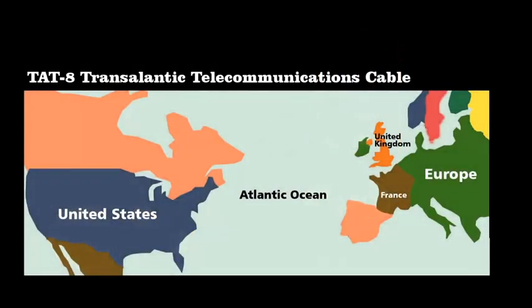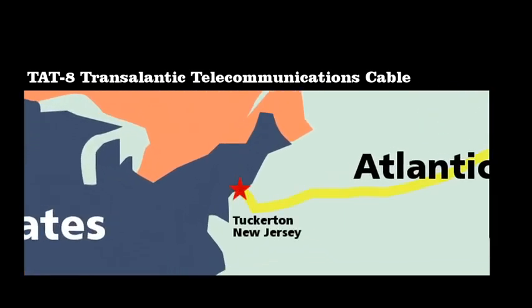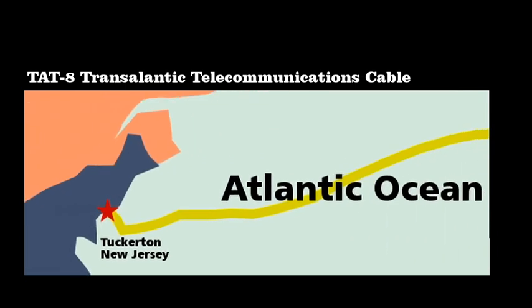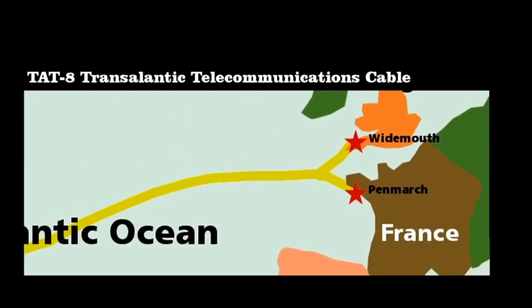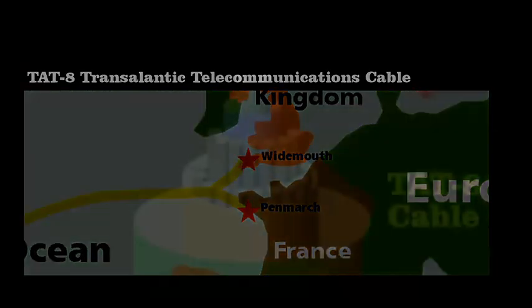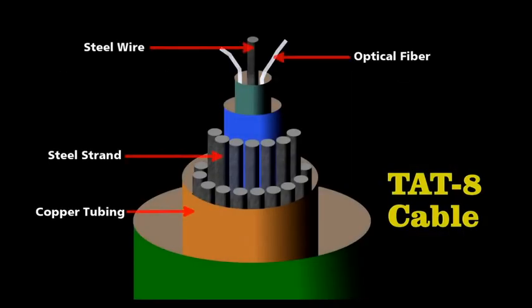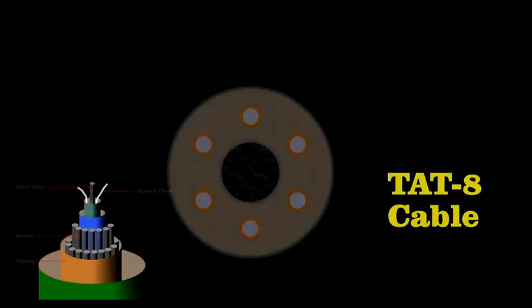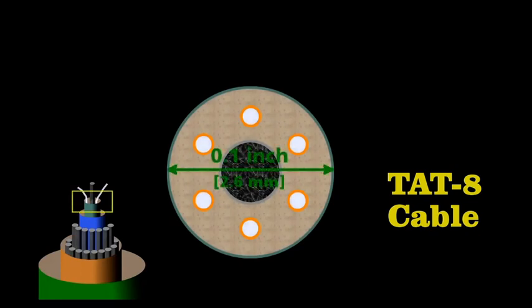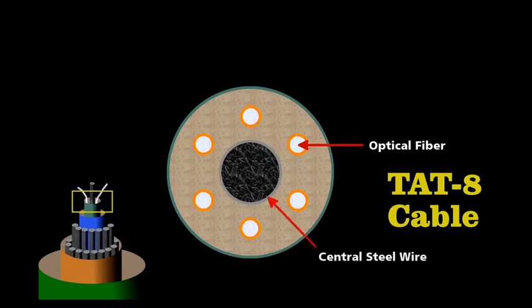One of the greatest engineering achievements was the first ocean-spanning fiber optic cable. Called TAT-8, it extended from Tuckerton, New Jersey, following the ocean floor over 3,500 miles until branching out to Whitmouth, England, and Ponmarsh, France. Engineers designed the cable carefully to survive on the ocean floor. At its center lies the core. Less than 1/10 of an inch in diameter, it contains 6 optical fibers wrapped around a central steel wire.